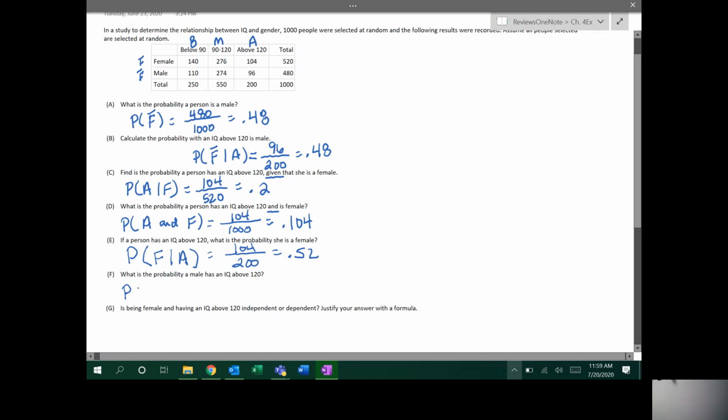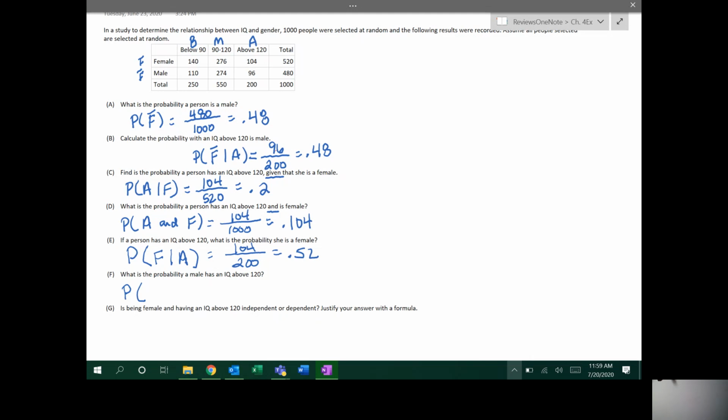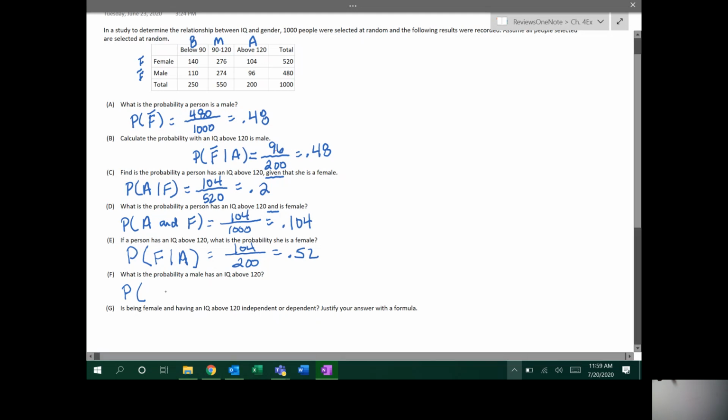Part F, another one that does two sets. It doesn't have an and, but, both, or nor, so it's going to be a conditional. So this isn't just any old person, this is a male. And we're looking for the probability that their IQ is above 120.